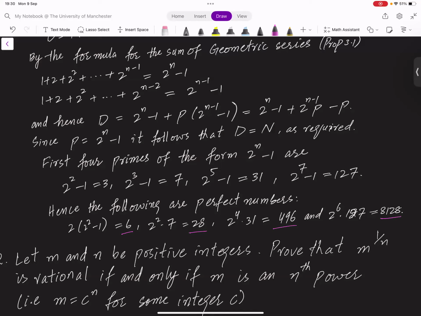Why are they perfect numbers? Because if you add their divisors, the sum will be equal to the number itself. Okay, here we end question number 1.